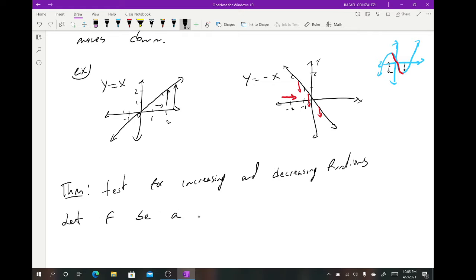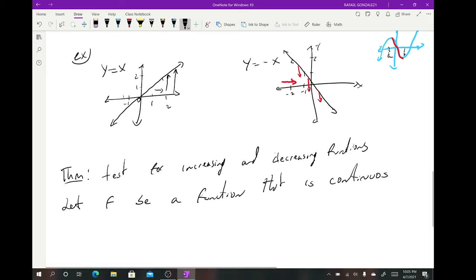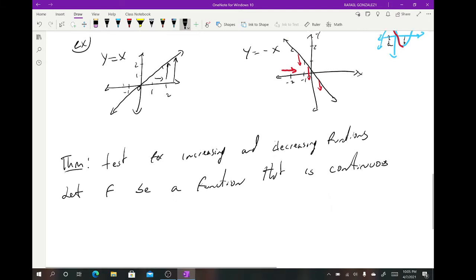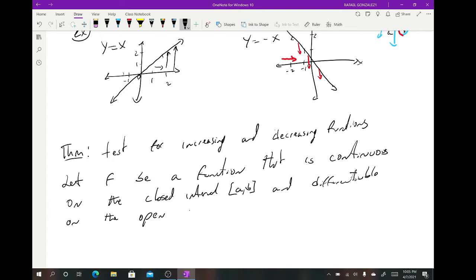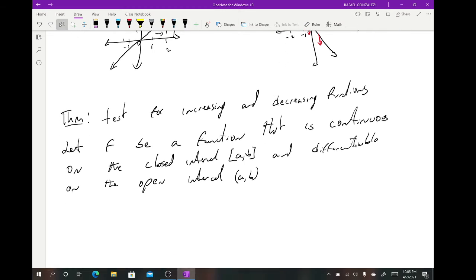Let f be a function that is continuous, missing a u there, on the closed interval [a, b], and differentiable on the open interval (a, b). The following things are true.